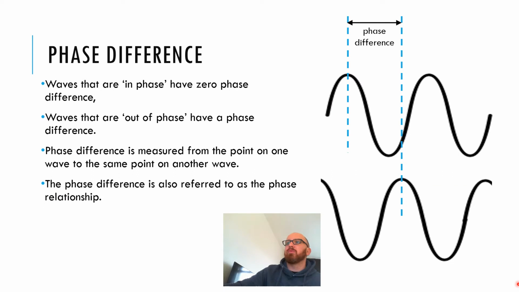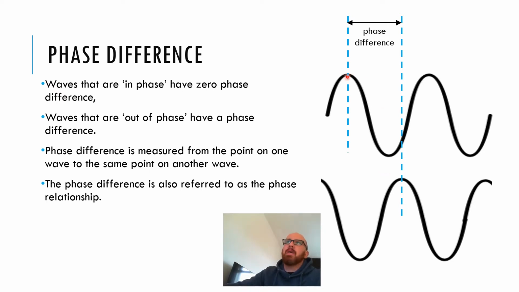Okay, so we then have this thing called phase difference. Now we don't need to know too much detail about phase difference. It's just the fact that if two waves are not in the same part of their cycle, then the difference between a point on one wave to the same point on another is known as their phase difference.